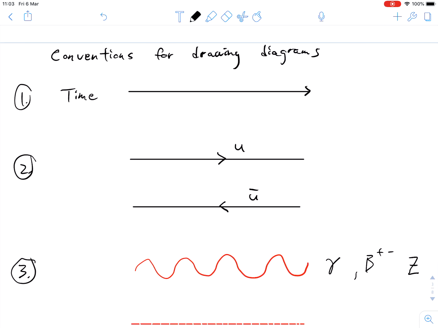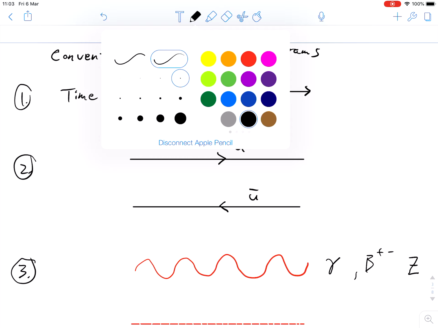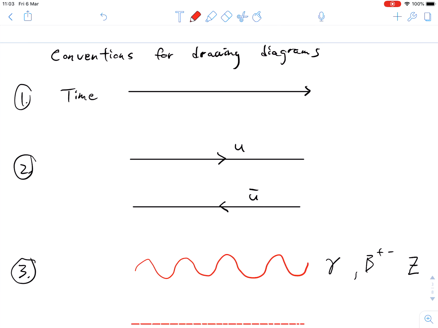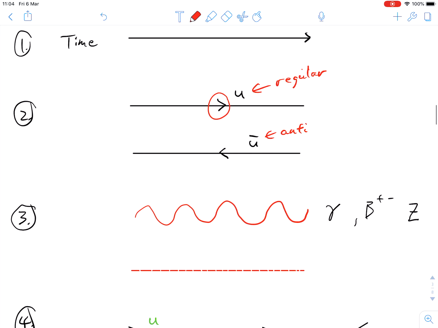Next up, we have our arrow indicators of particles and antiparticles. A particle is indicated with an arrow pointing to the right, and an antiparticle is indicated with an arrow pointing to the left. It doesn't mean it's going back in time. It just indicates that it is an antiparticle.